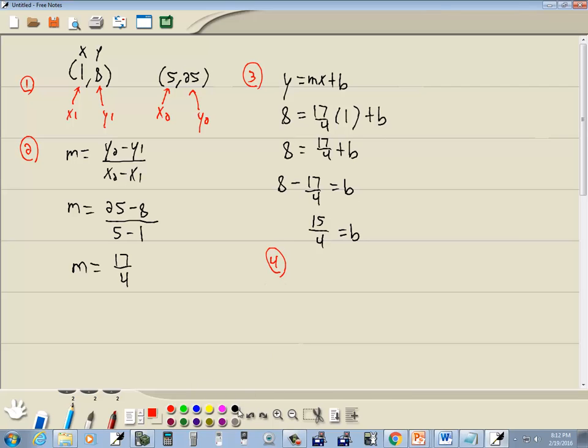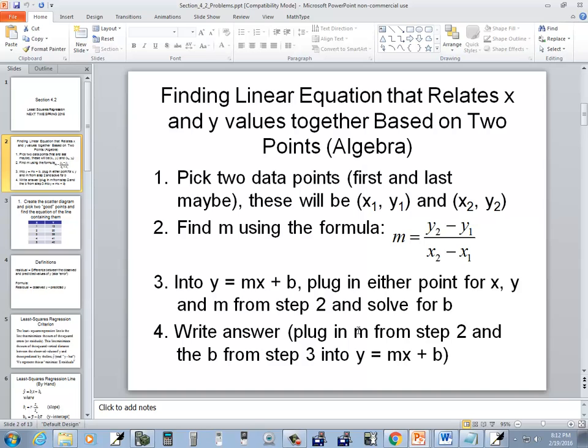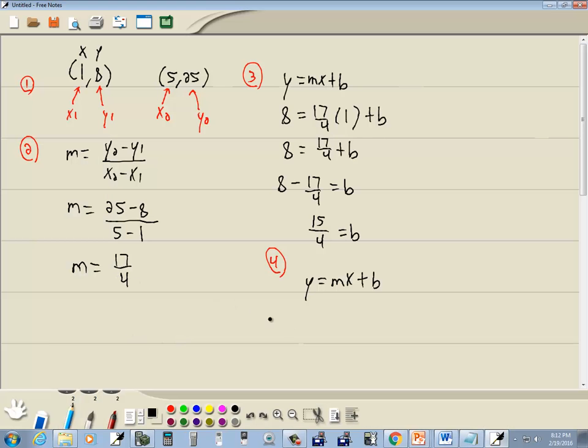Step 4. We want to write our answer down. So plug in m from step 2, which we said was 17/4. And we'll plug in b from step 3, which we said was 15/4. And this would be our answer.